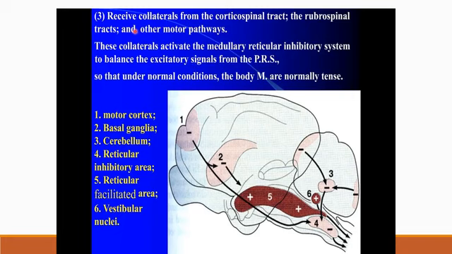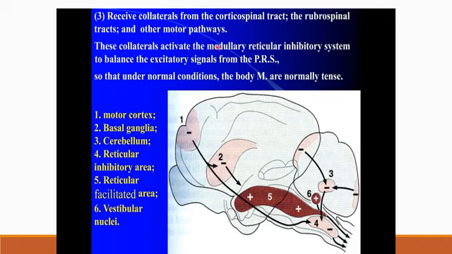extrapyramidal tracts which will control the stretch reflex and also posture. These inhibitory areas receive collaterals from the corticospinal tract, the rubrospinal and other motor pathways. So these collaterals activate the medullary reticular inhibitory system to balance the excitatory signals from the pontine reticular system, so that under normal conditions the body muscles are normally tense. Okay, so this is the basic thing. Normally all body muscles are constantly under tension, or the normal muscle tone.